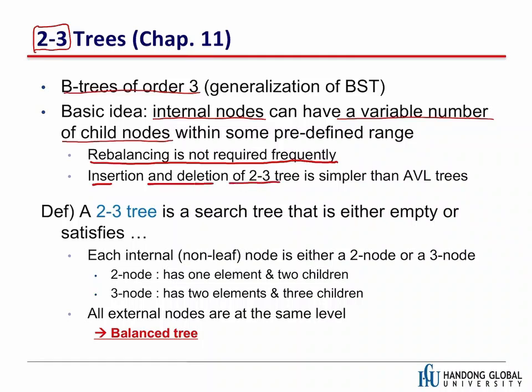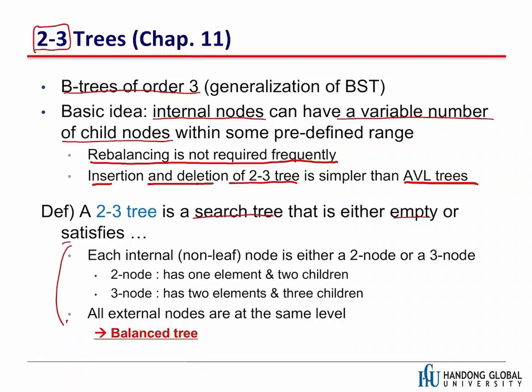So insertion and deletion in a 2-3 tree is simpler than in AVL trees, much simpler. Let's define a 2-3 tree, which is a search tree that is either empty or satisfies these constraints.